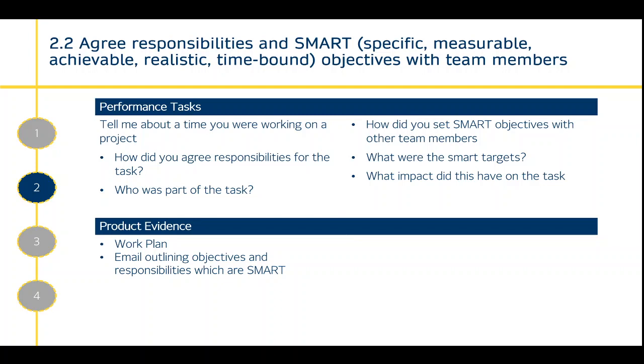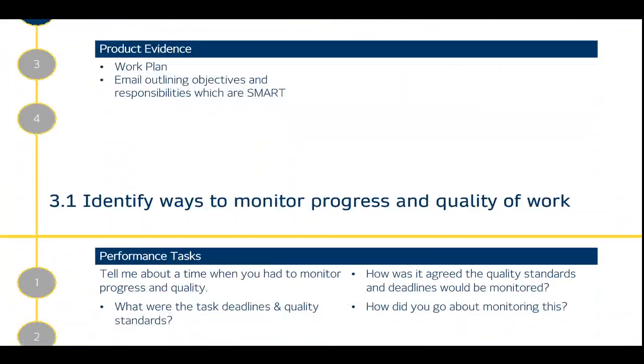So reflect on a time where you're working on a project. How did you agree responsibilities for the task? Who was part of the task? How did you set SMART objectives with other team members? And what were the SMART targets? What impact did this have on the task? Product evidence would be a work plan or an email outlining objectives and responsibilities which are SMART.